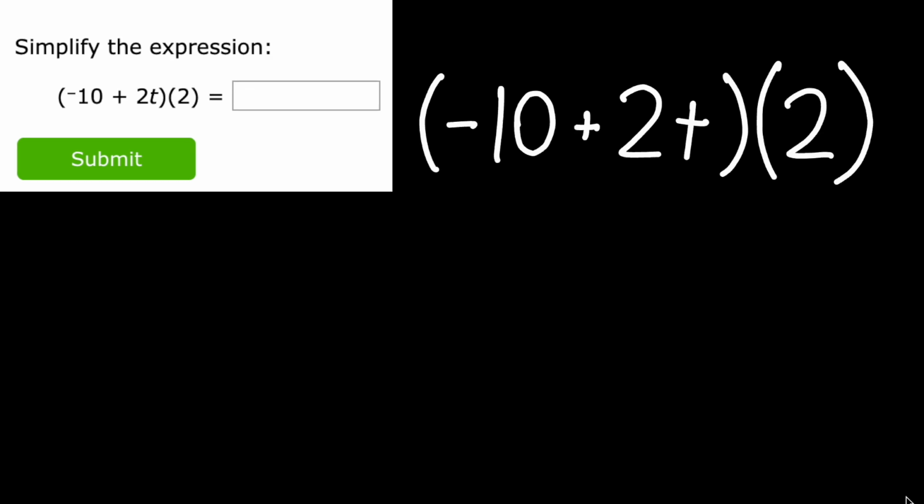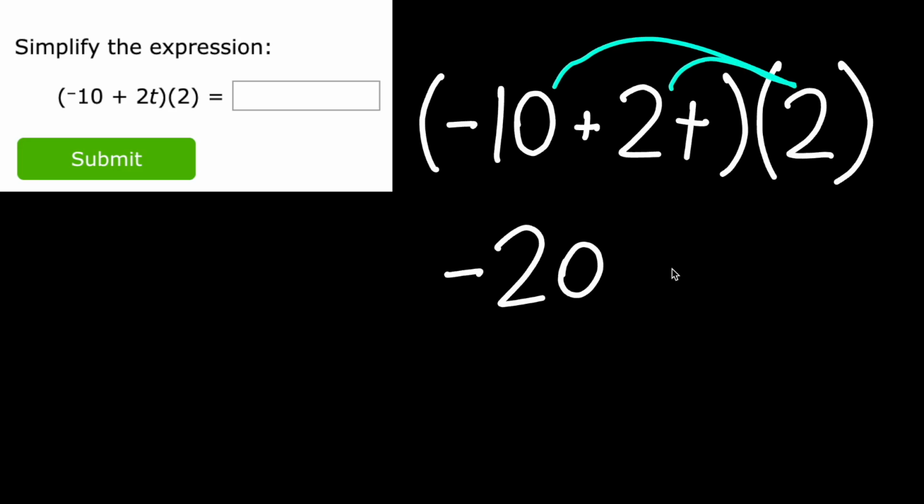Although this question looks a little different, it's essentially the same as the last one. Notice how in our first set of parentheses we have two terms, and in our second set of parentheses we only have one term. According to the distributive property, we need to distribute our solo term to both terms inside of the parentheses. So we'll start by multiplying 2 times negative 10 to get negative 20, then 2 times 2t to get 4t. So our final answer is negative 20 plus 4t.